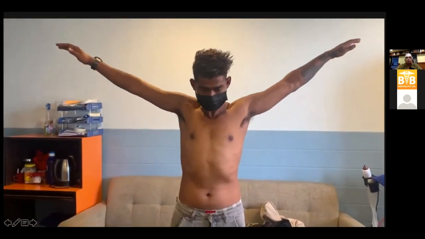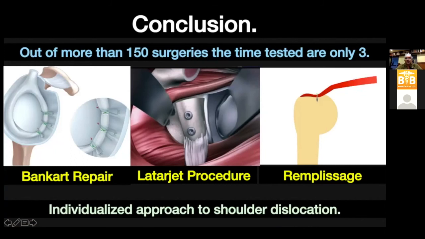So to conclude my presentation, I would again like to reiterate that there are more than 150 surgeries, and with their modifications, more than 500 surgeries described in the literature. But the time-tested and proven ones are only three. These are Bankart repair, Latarjet procedure, and remplissage for the Hill-Sachs lesion.